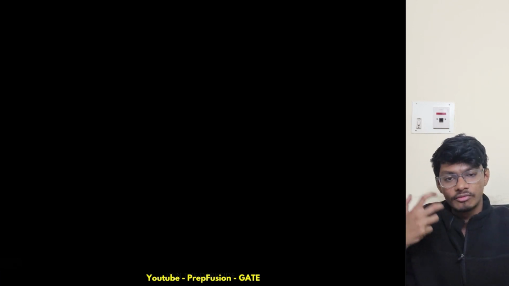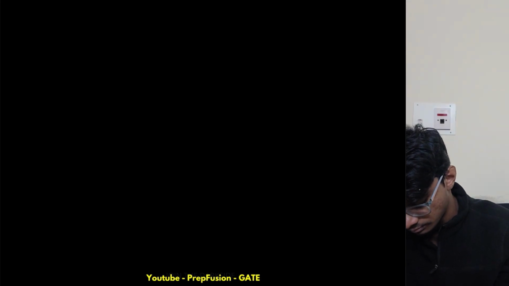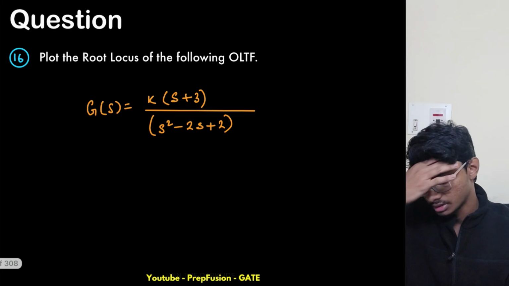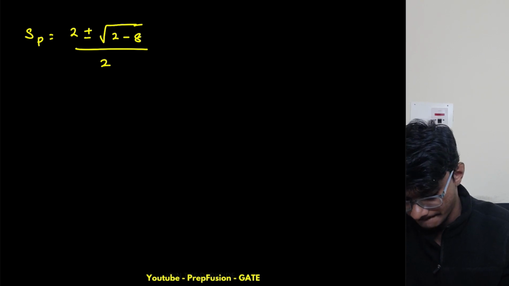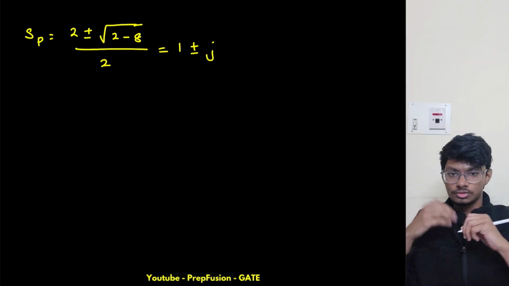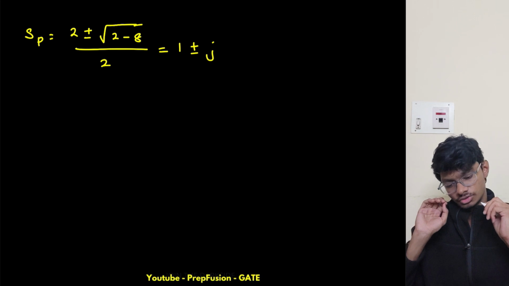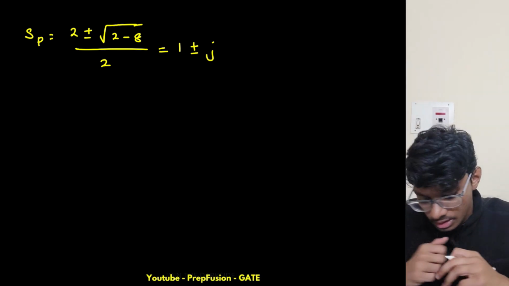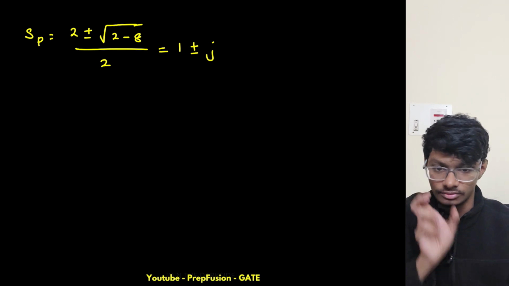First again, we have to find the open loop zeros and the open loop poles. Again you find the roots of this equation. It is minus b plus minus square root of b square minus 4ac, divided by 2a, which is 1 plus minus j. It is basically minus 4 under root, so it is j2, and 2 divided by 2 is j1. So it is 1 plus minus j. These are my complex poles, hence I will get the concept of angle of departure.